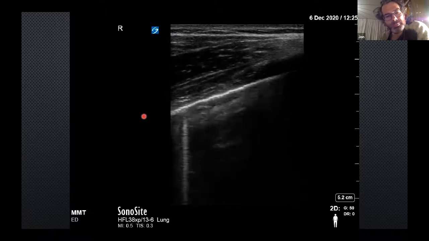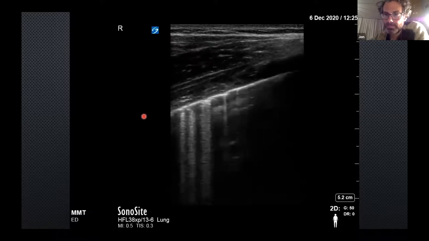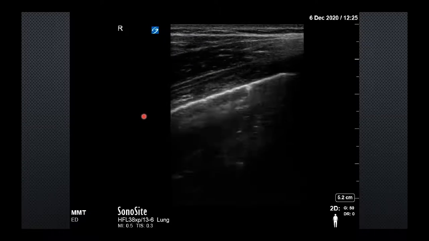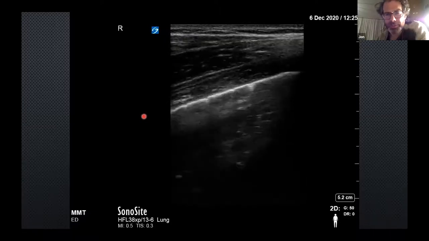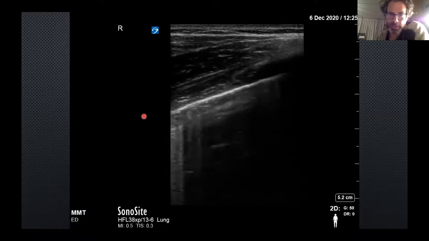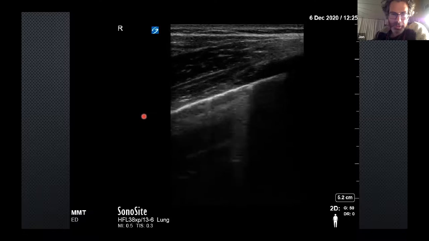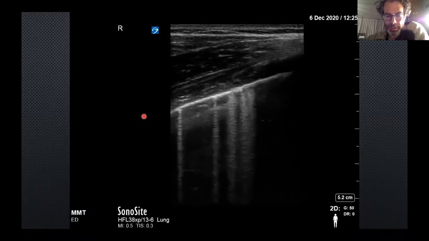Anyone like to comment on that? Multiple B lines from the looks of it. Yeah, definitely. You're allowed one or two B lines in the bases in older people, but this is a 15-year-old and it's a mid-lateral area, and there's definitely more than three B lines there. So that's definitely abnormal. Very good.